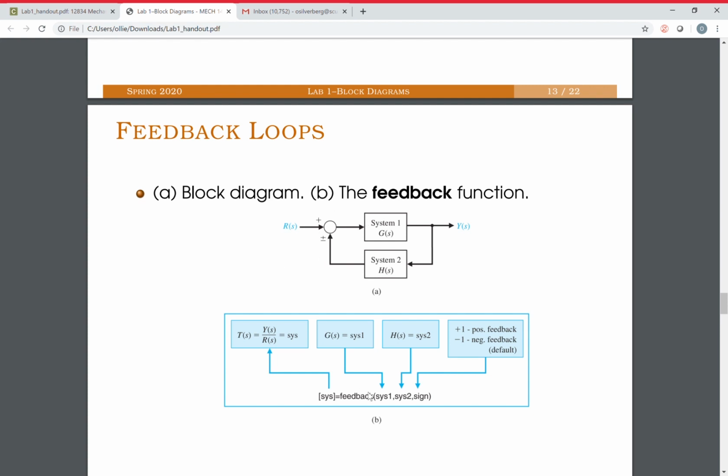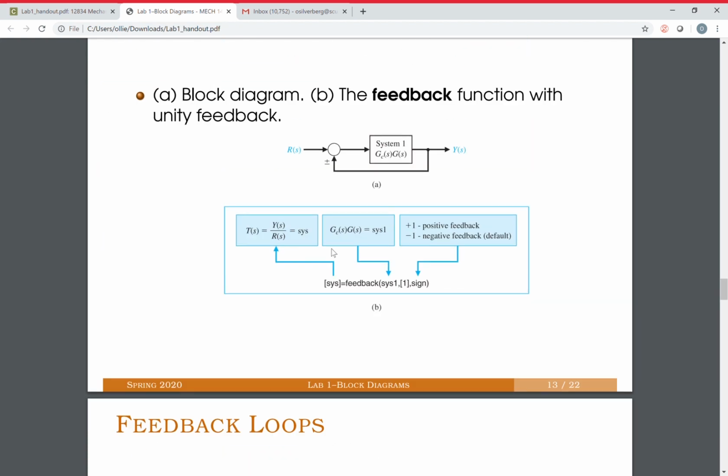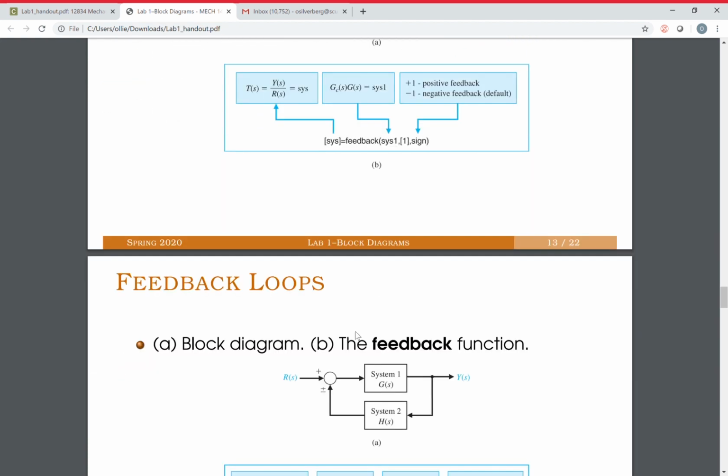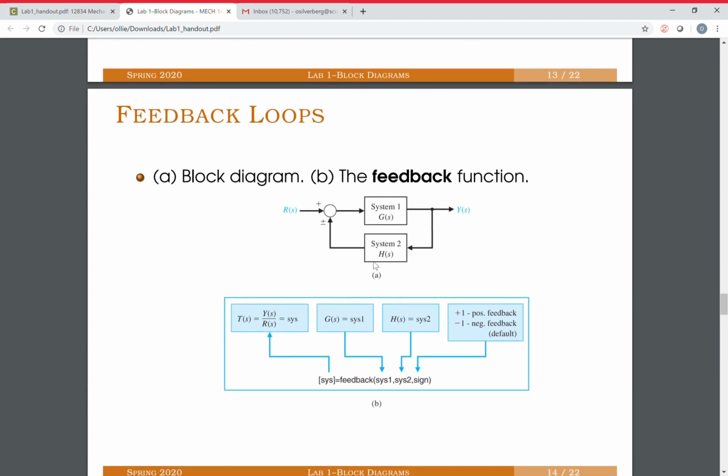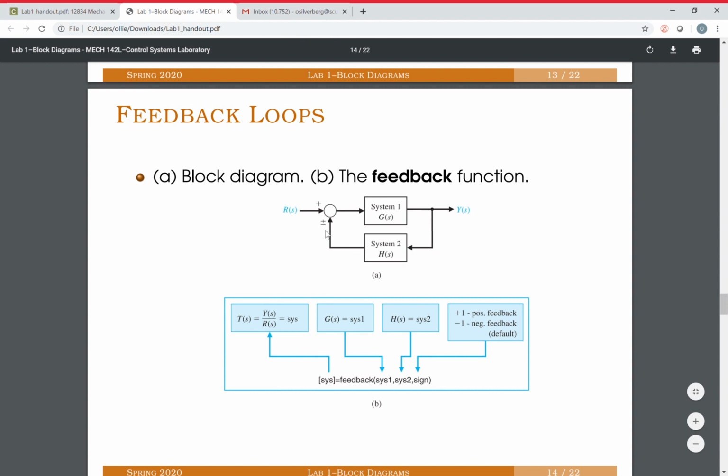We do this by using the feedback function, with the first input being the system that is receiving the feedback, and the second input being the function in the feedback path. Before it was just 1, so we were multiplying the feedback by 1, basically doing nothing to it. And here we have some operation being done. And then we have the sign, same as before: are we adding or subtracting the feedback to the system?